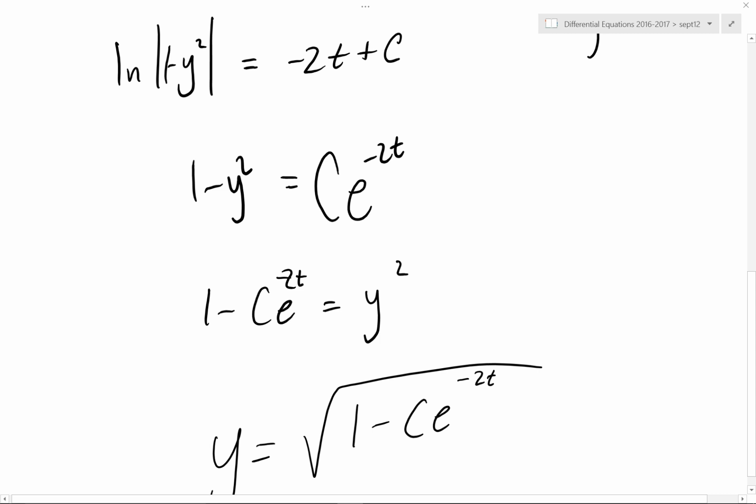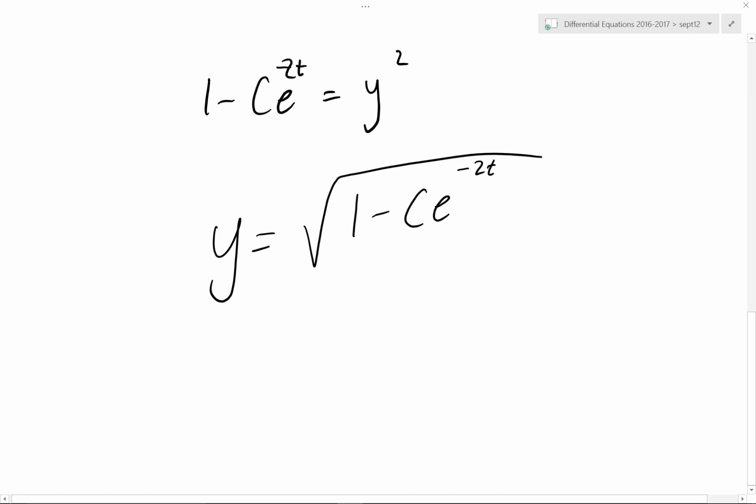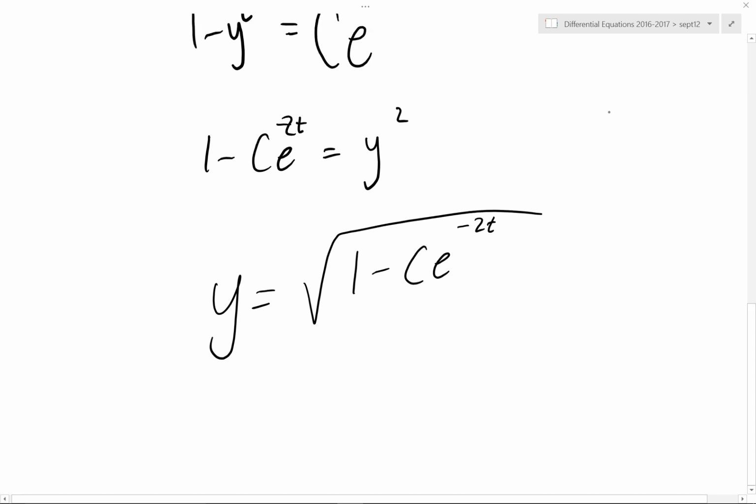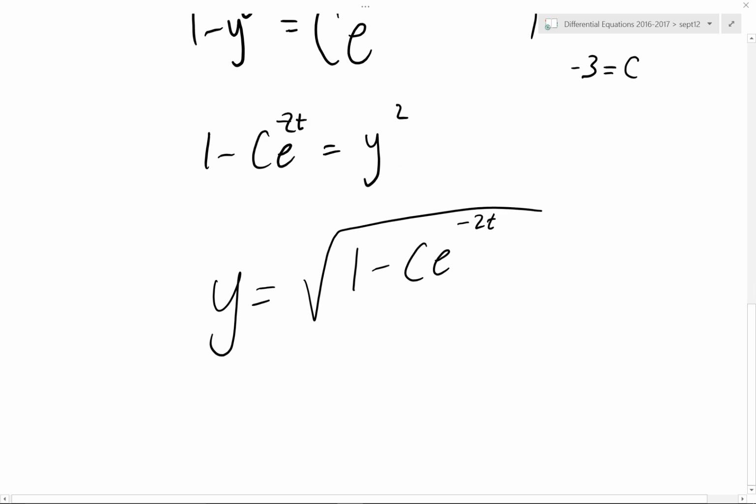Here's my question though. How many freaking answers do you have here? Technically you got 2, technically speaking, yes. However, we were told initially that y of 0 was negative 2, right? So up here somewhere you could do it. So it's going to be 1 minus 4, because y was negative 2, is equal to c. Means c is equal to negative 3. Which means this is going to be this business right here, plus 3, right?